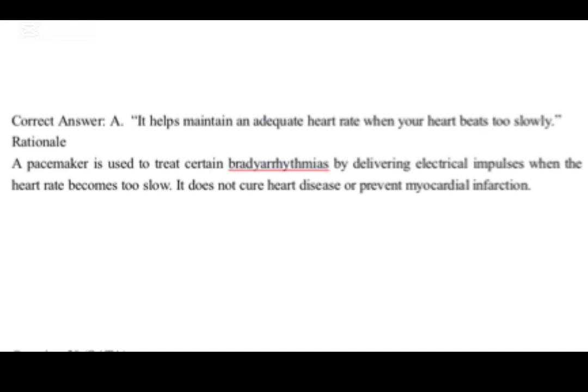Rationale. A pacemaker is used to treat certain bradyarrhythmias by delivering electrical impulses when the heart rate becomes too slow. It does not cure heart disease or prevent myocardial infarction.